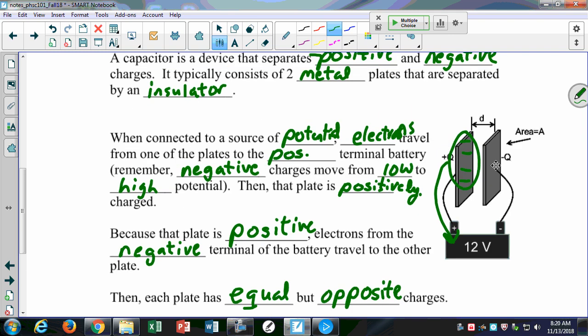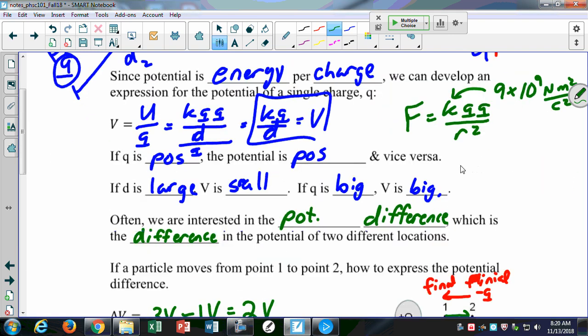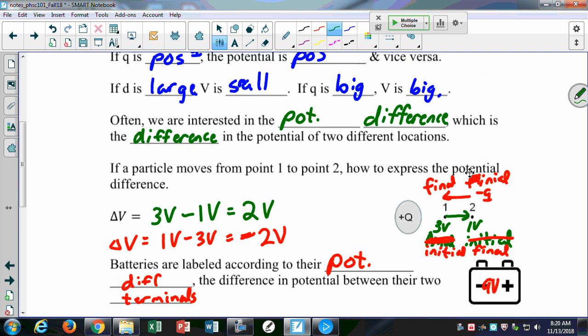Let's go back actually. I realized what my mistake was. It wasn't actually a mistake, it just wasn't really communicated. So back to this figure, y'all. My negative charge is moving from initial to final, and that means my delta V is going to be VF minus VI, which is 3 minus 1 volt. So it's equal to positive 2 volts.